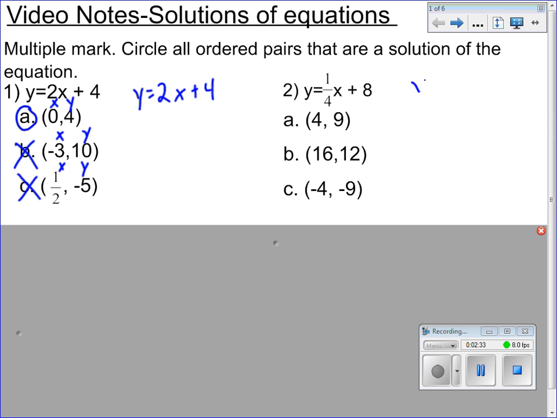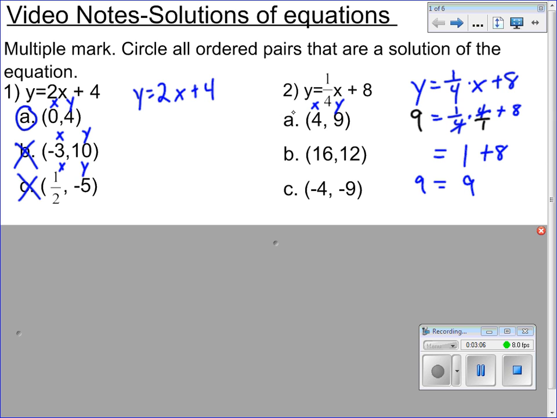So let's look at our option number 2. y equals 1/4 x plus 8. So x in this case is 4 and y is 9. So we're going to have 9 equals 1/4 times 4 plus 8. Well, we're going to multiply those. We'll put 4 over 1. These cross cancel, so 1/4 times 4 is actually just 1. Plus 8 is 9. And 9 does indeed equal 9. So A is one of our answers.